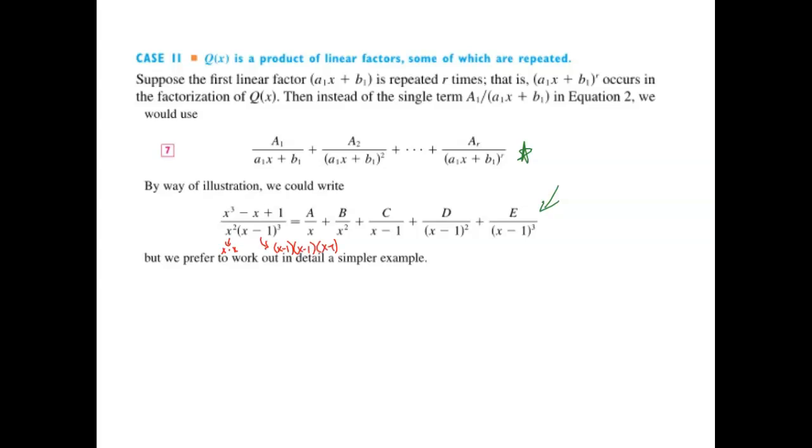So when you decompose this into partial fractions, you have to account for all possibilities that could make up this common denominator. And so what that means is you have to have a constant over x plus a constant over x squared, plus a constant over x minus 1, plus a constant over x minus 1 squared, plus a constant over x minus 1 cubed.